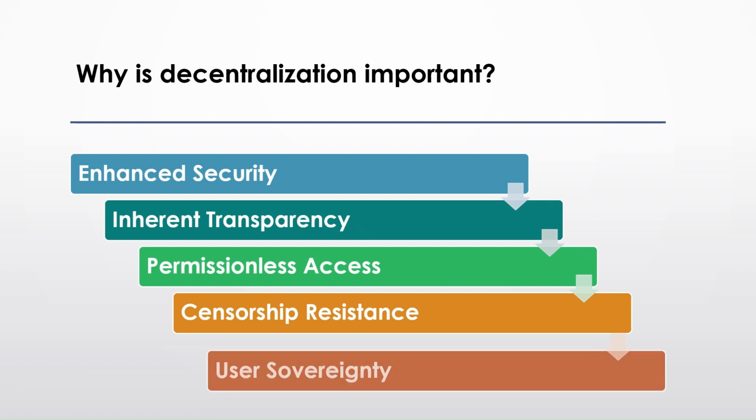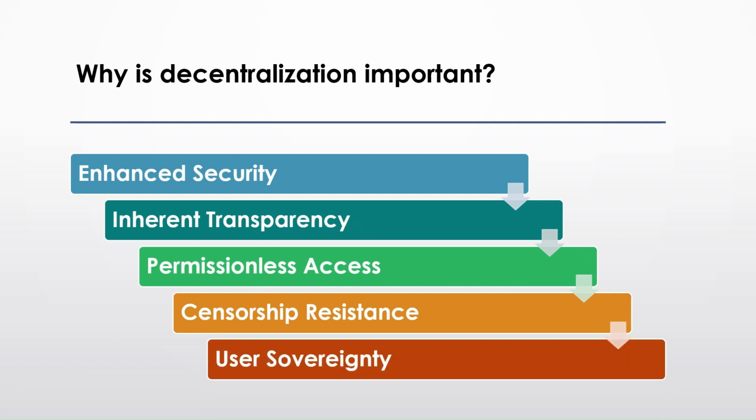And finally, there's user sovereignty. Decentralization gives control back to individuals, us as people. You hold your own private keys, you manage your assets, and you decide what to do with your data. There's no need to rely fully on banks, platforms, or intermediaries who could restrict your choices. Altogether, these 5 qualities show why decentralization is such a powerful idea in blockchain.